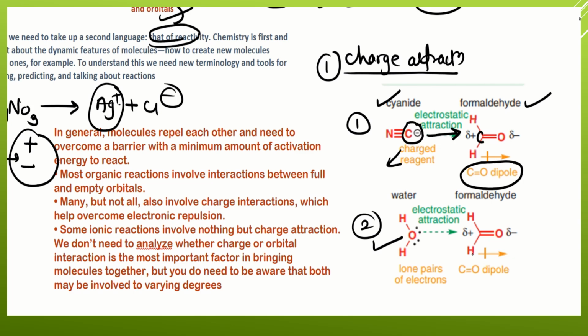So where oxygen has the lone pair of electrons, and similarly the carbon of the carboxyl group shows the plus sign. So again here you can see electrostatic attraction, right? So in charge attraction reactions, we can see the charged reagents or the lone pairs of electrons are involved, okay.